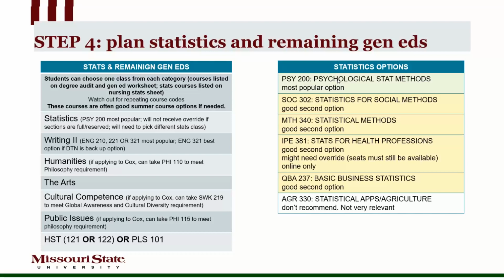But Psych 200 can fill very quickly, so if you missed out on Psych 200, you can always enroll in one of these, or wait if you have time and take it another semester when you can't get into Psych 200.